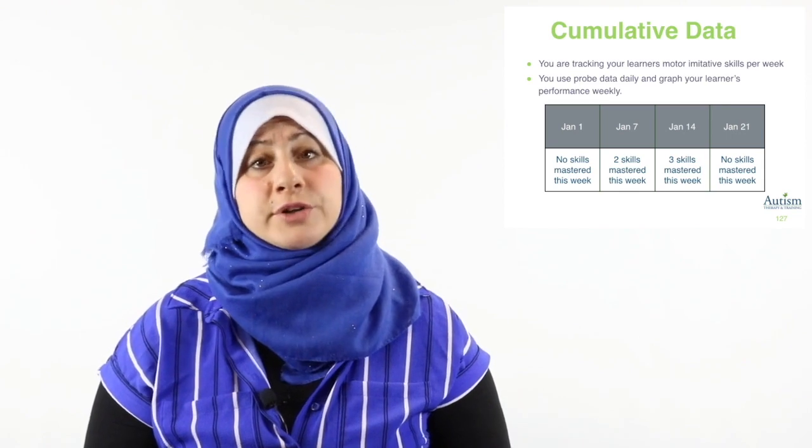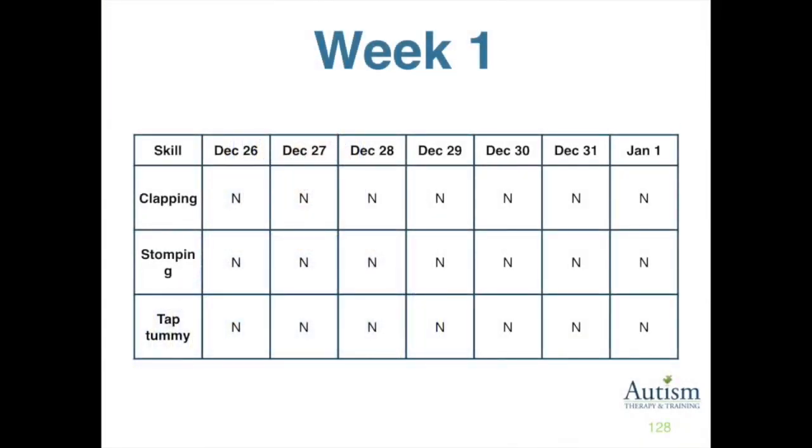All right, so let's unpack this to clarify for you a little bit more. I've given you some information about the child here and what they've gained each week. By the end of January 1st, the child did not gain any skills. So your data sheet would look something like this. From December 26th until January 1st, the learner did not acquire any skills, as you can see.